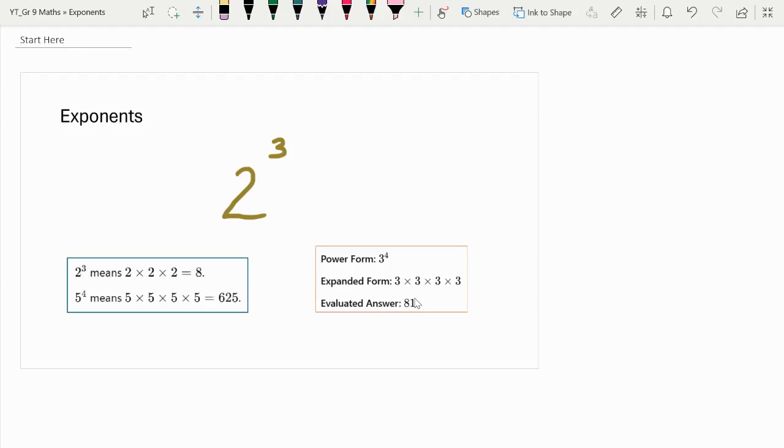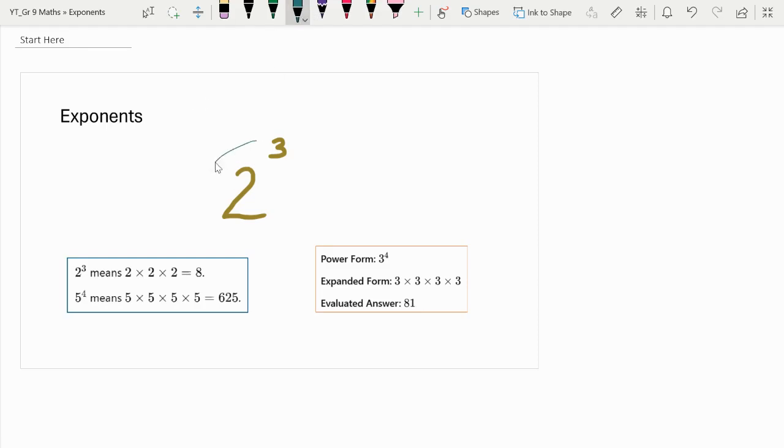Before we jump in and look at some practice questions, let's just quickly recap some of our basics. We're going to look at some of the definitions, we're going to look at some of the misconceptions, and then we're going to do a little bit of a quiz together to make sure that we know how to apply our laws of exponents. Okay, let's go.